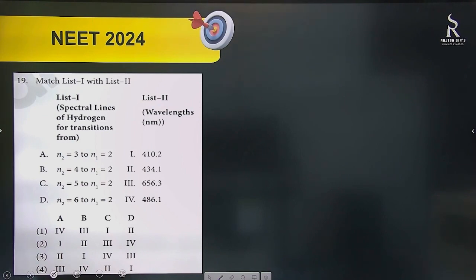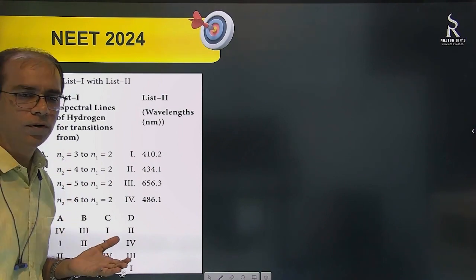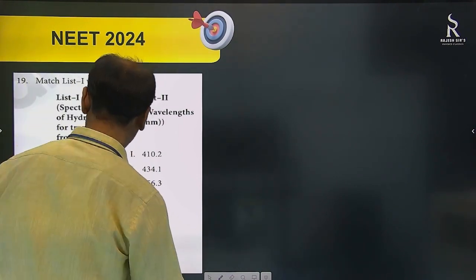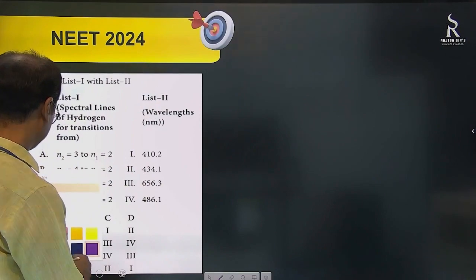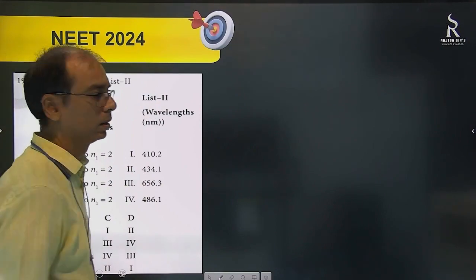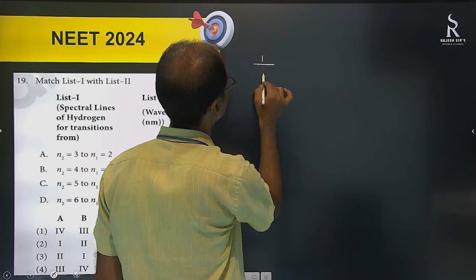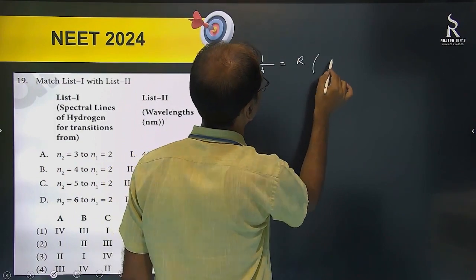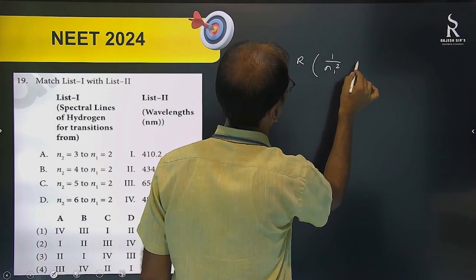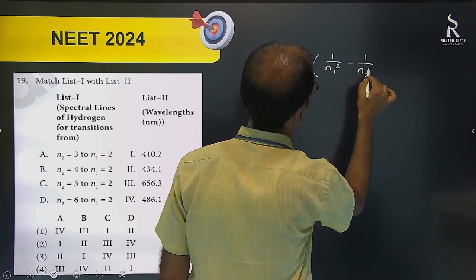Then, match list 1 with list 2. Spectral lines of hydrogen for transitions, and this is the wavelength. Okay. So N2 is 3 to N1. Now what is the formula for that? That formula you should know. You should remember the formula. Okay, direct formula is also there. So 1 by lambda equal to R into 1 by N1 square minus 1 by N2 square. This is the formula.